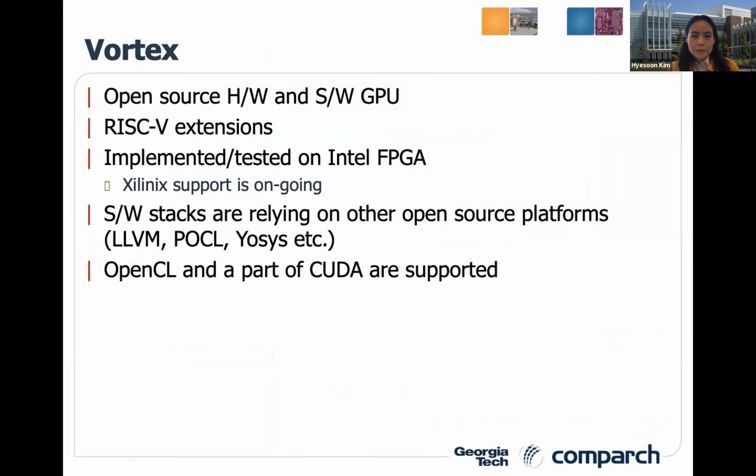So Vortex is open source hardware and software for GPU, and we extended RISC-V ISS to support Vortex. Currently it is implemented and tested on Intel FPGA, and we'll show a demo video of running Vortex code on Intel FPGA. Xilinx support is ongoing. We're also working on software stacks, and our mindset for this project is building an open source community. So we are using only open source platforms for the compiler, runtime systems, and even ASIC type. OpenCL is currently supported, a subset, and really a subset of CUDA is currently supported.